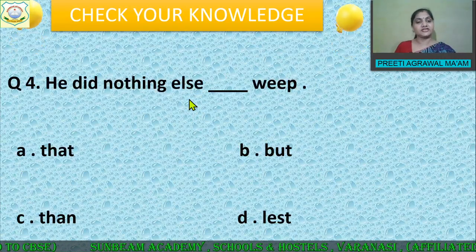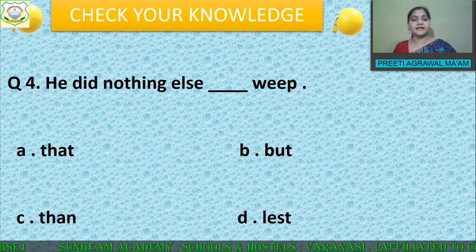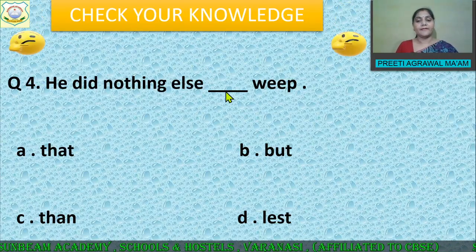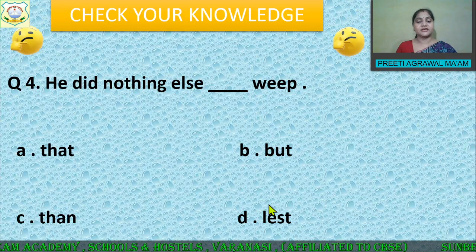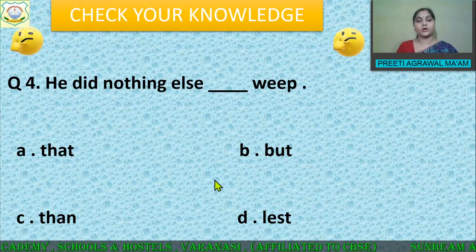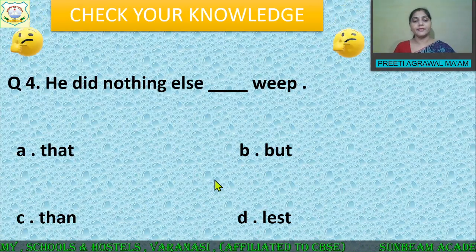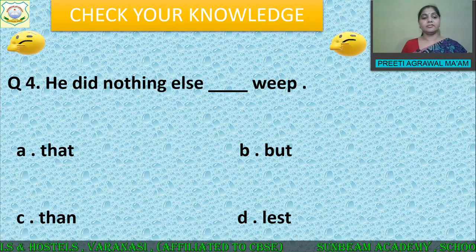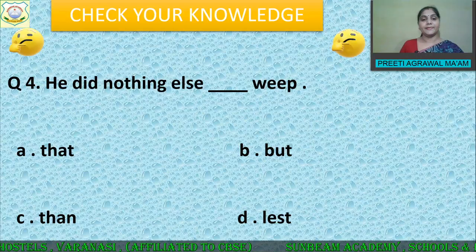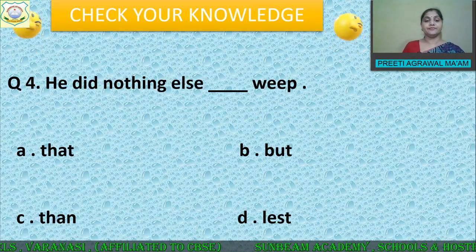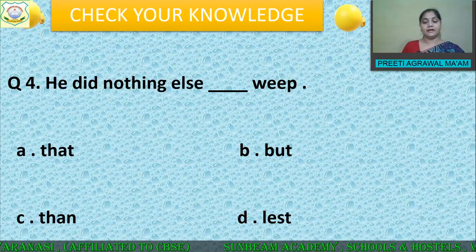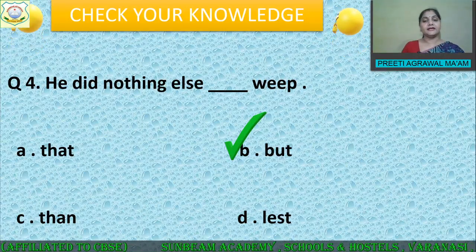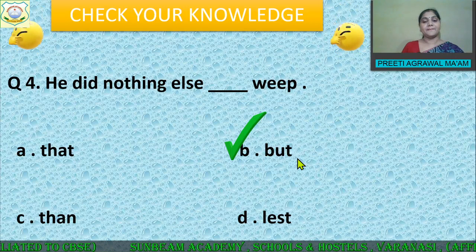Now the last one: "He did nothing else." Fill in your answer here out of these 4 options, A, B, C and D, and see which one will be the correct one. Okay, let's see. He did nothing else but weep.